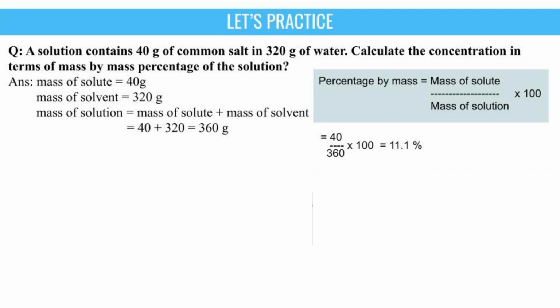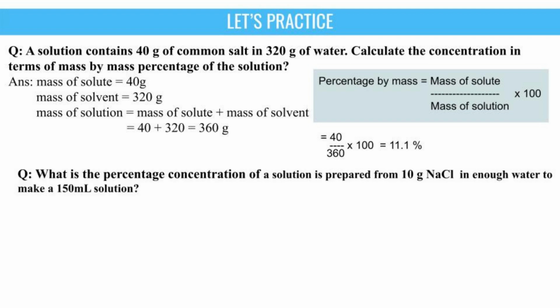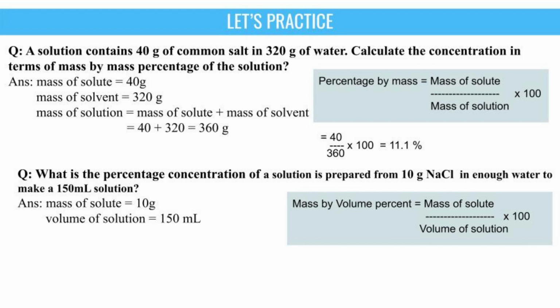Let's do one more numerical for better understanding about concentration of solution. What is the percentage concentration of a solution prepared from 10 grams sodium chloride, NaCl, in enough water to make a 150 milliliter solution? Mass of solute equals 10 grams. Volume of solution equals 150 milliliters. If we observe the numerical, the values given are in grams and milliliters. Hence we will use the formula mass by volume percentage, which is the mass of the solute divided by the volume of solution multiplied by 100. By putting values, the concentration of solution is calculated as 6.7%.